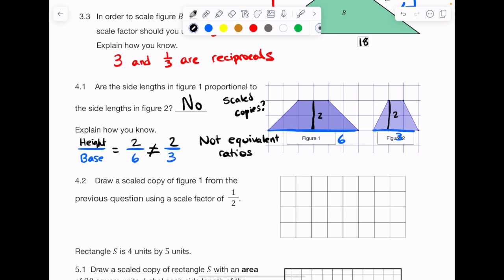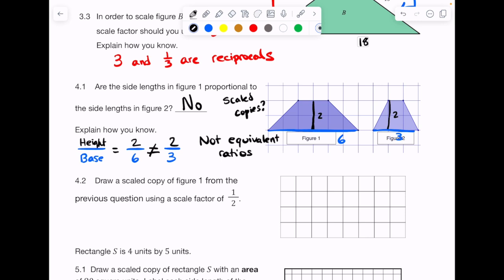Okay, like you could also say that, to get from the height in figure 1 to the height of figure 2, you're multiplying by 1, like that would be the scale factor. Where for the base, you'd be multiplying by half. So we don't have the same scale factor. All of those are really sort of saying the same thing. Okay, we're not scaling both pieces by the same thing. All right, awesome.